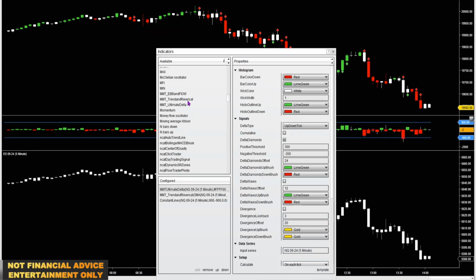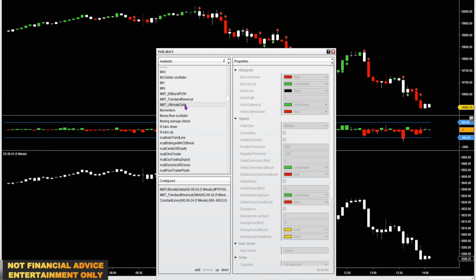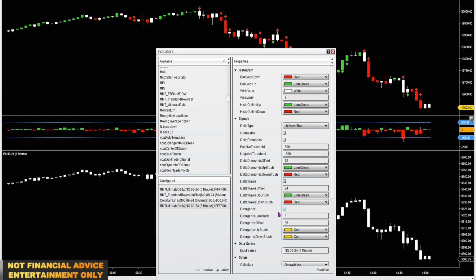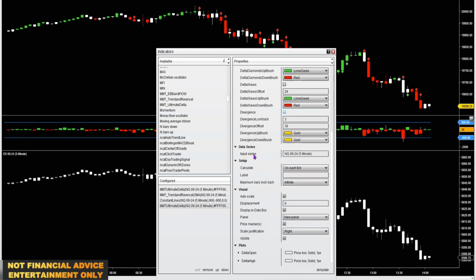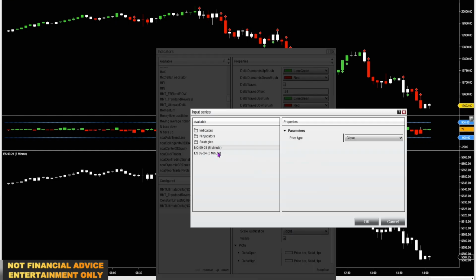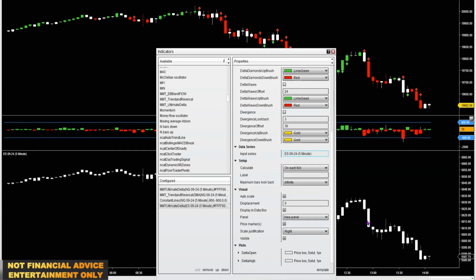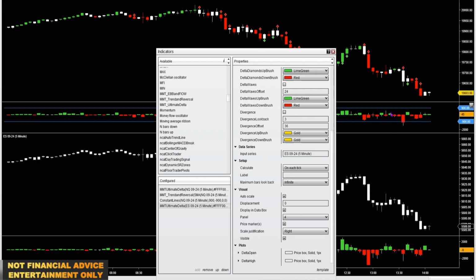I can go add a second instance of the Ultimate Delta. I'm not going to worry about having any of these signals. Just going to have the regular histogram delta, and then under the input series, choose the ES. It's going to print in a new panel, and it's going to be using the data from the ES. Now we have the ES delta as well as the NQ delta on the same chart.